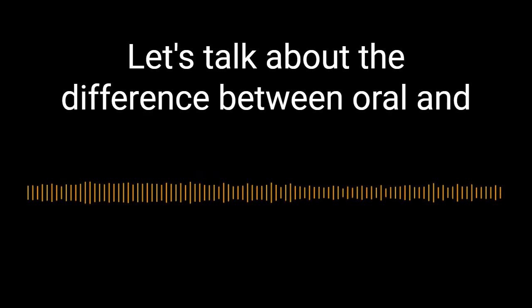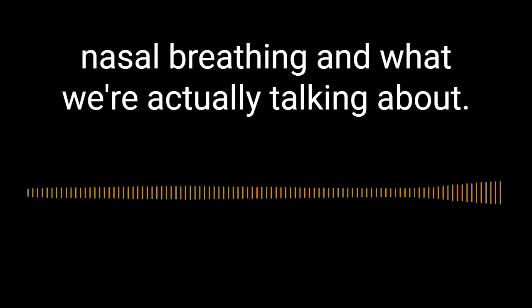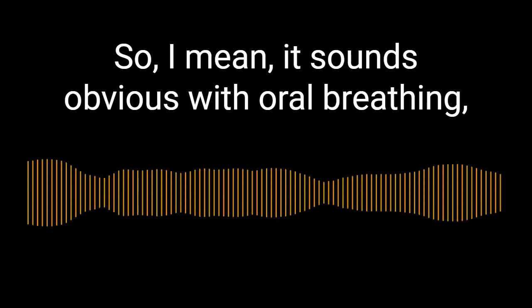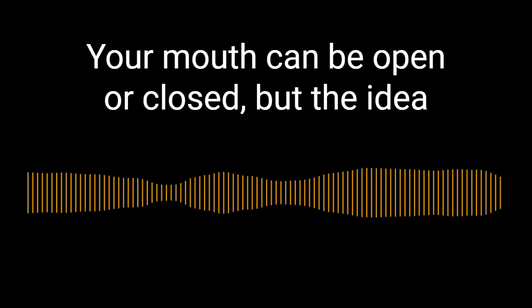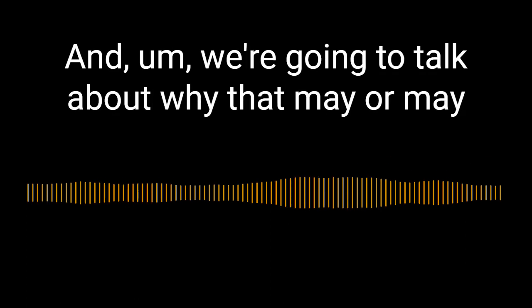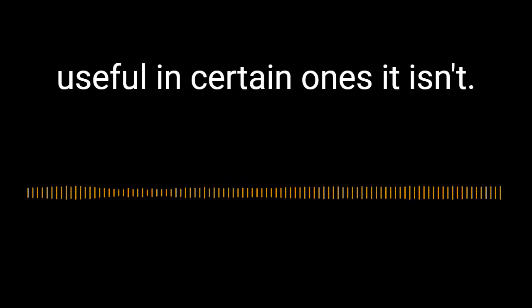Let's talk about the difference between oral and nasal breathing and what we're actually talking about. So, I mean, it sounds obvious. With oral breathing, your mouth is open, you are breathing in through your mouth, and the air goes straight down into your lungs. And with nasal breathing, your mouth can be open or closed, but the idea is that the air goes in through the nose. And we're going to talk about why that may or may not be useful, because in certain circumstances it is useful, in certain ones it isn't.